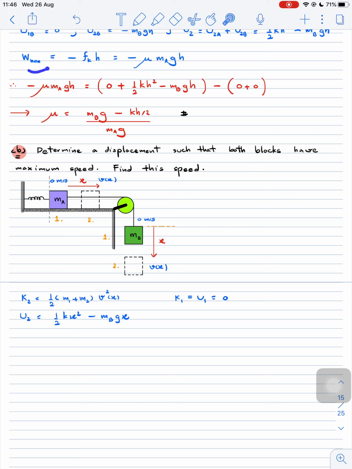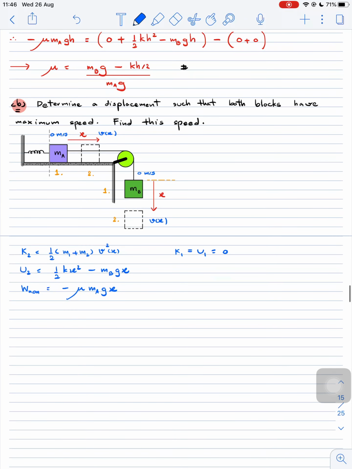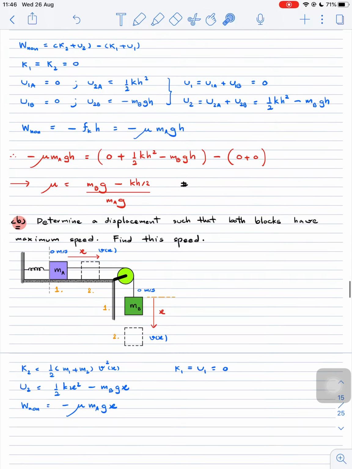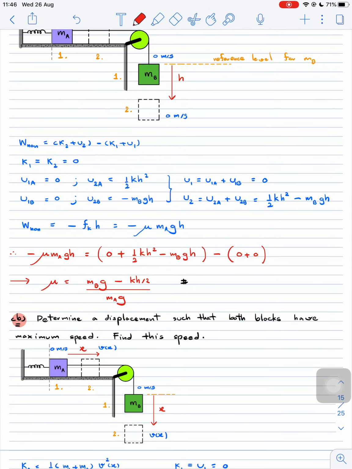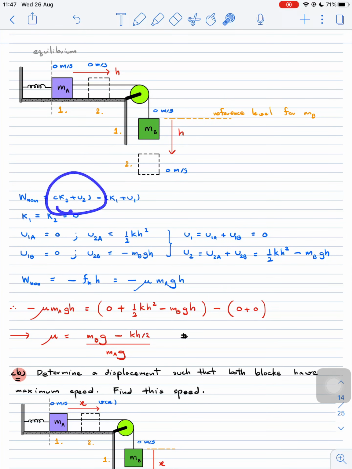And one thing that changed is the work done by the non-conservative force. This is going to be equal to minus mu times m_A times g times x. So we just change from h to x, and that's it. So let's use this equation to solve. We said that the work done by the non-conservative force, minus mu m_A times g times x, equals what? Equal to K2 plus U2.